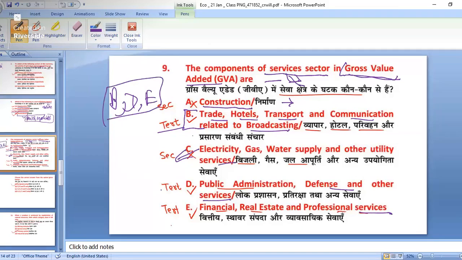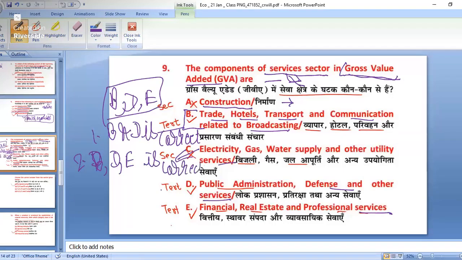Now here 5 options are given. In these, see how UPSC will give the options. They will give B and D is correct. The second option will be B, D, E is correct. Then the next option will be all are correct. And then the next option, like 4 options, will be more than 3 are correct.